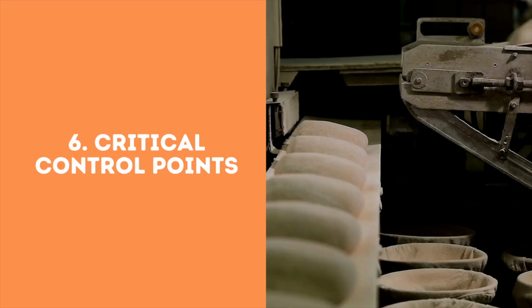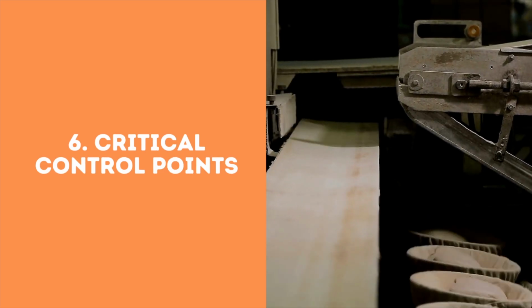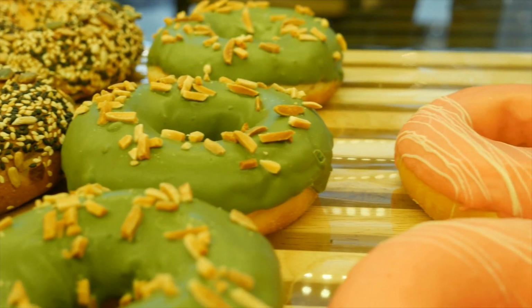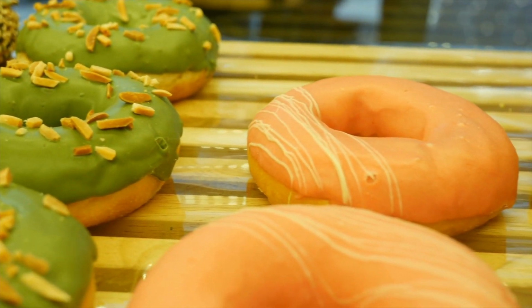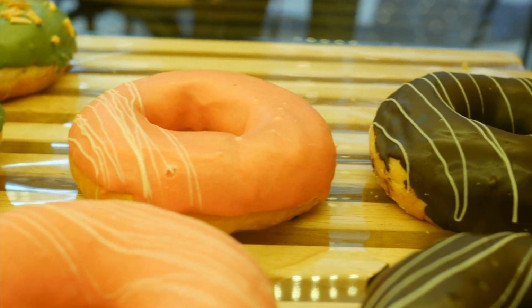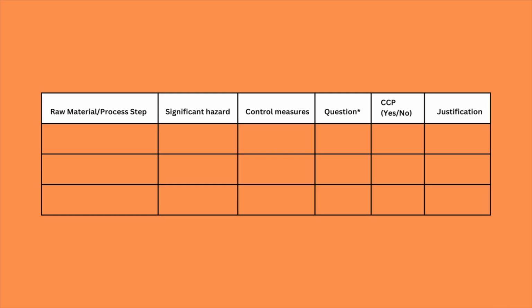6. Critical control points identification. CCPs need to be identified to prevent, eliminate, or reduce hazards. Here's an example of a worksheet for CCP identification of significant hazards. The question in the CCP decision tree is: is the step specifically designed to eliminate or reduce the likely occurrence of a hazard to an acceptable level?